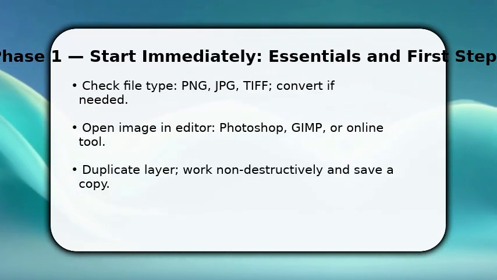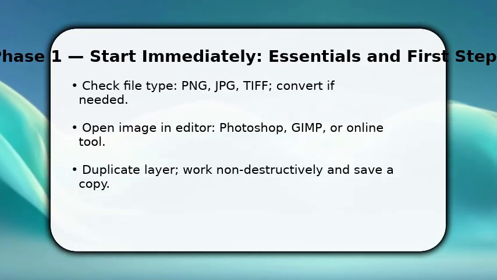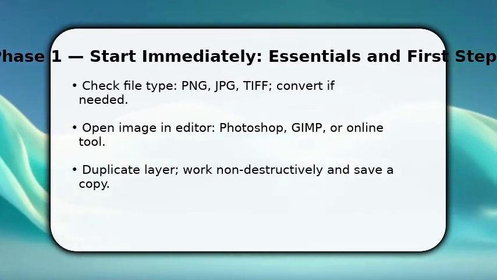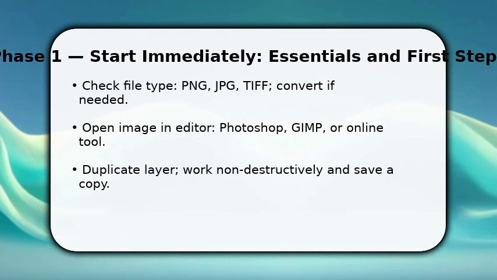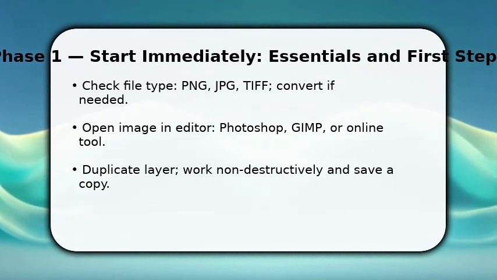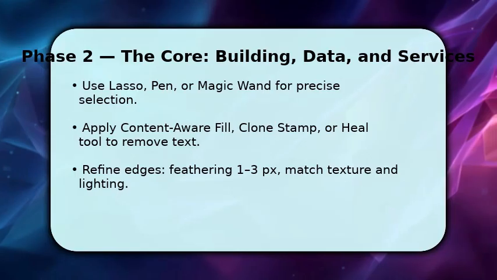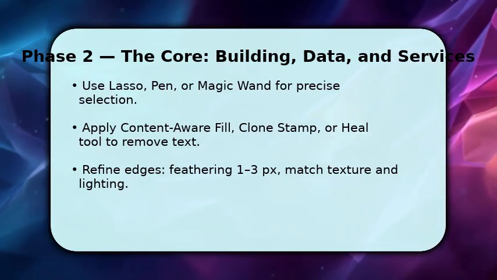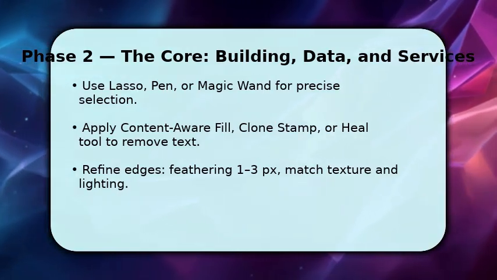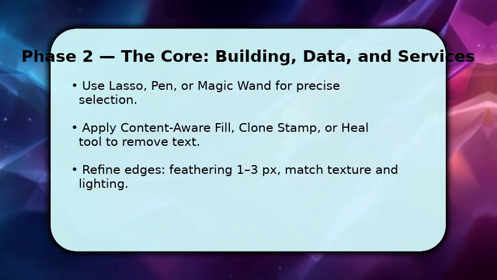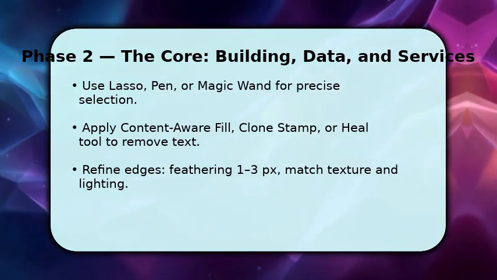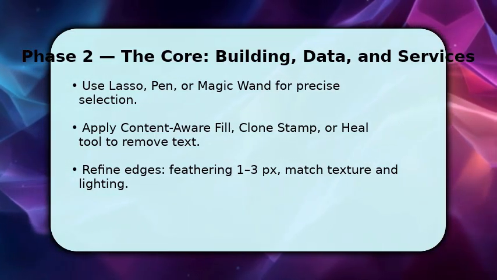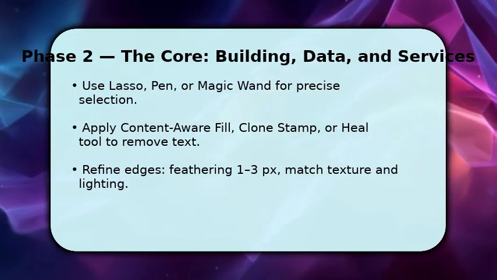You'll use selection and type tools next, but first confirm you have undo history and autosave active. This saves time if you need to revert. Now you select the text to remove using the tool that matches edge complexity, pen for curves, magic wand for flat areas. Once selected, apply content-aware fill or clone stamp to reconstruct the background. This preserves patterns and lighting.